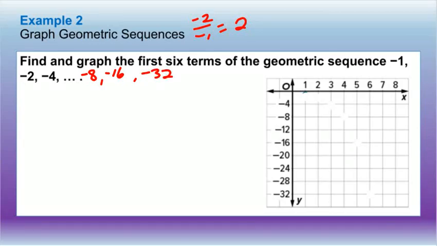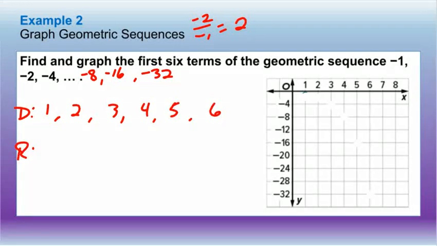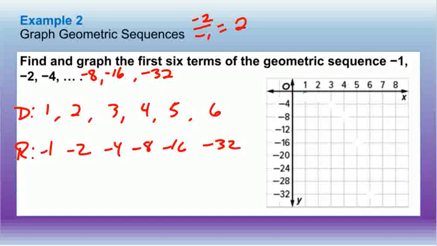There are my first 6 terms, and for the ordered pairs, the domain would be my x, or my position. So we have 1, 2, 3, 4, 5, and 6. Those are the positions, and the range is what's the term number. So we have -1, -2, -4, -8, -16, and -32. So to plot those on a coordinate plane, we just match the domain with the range.